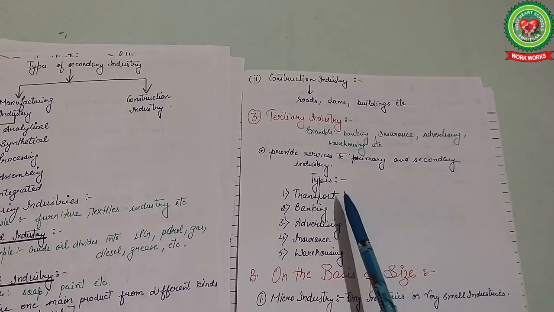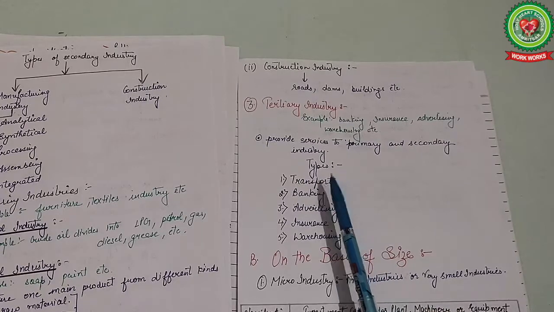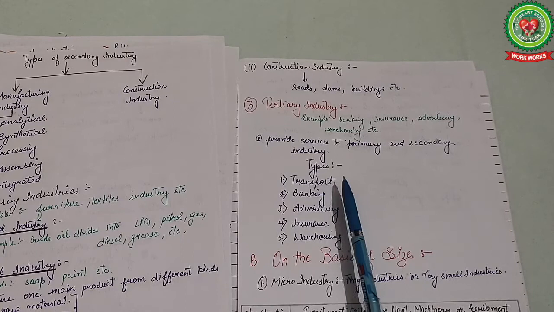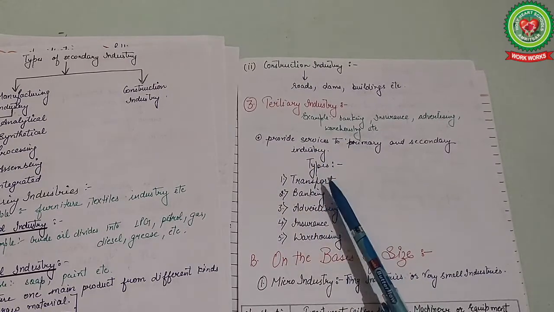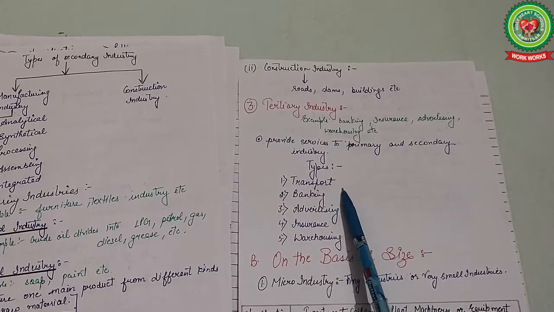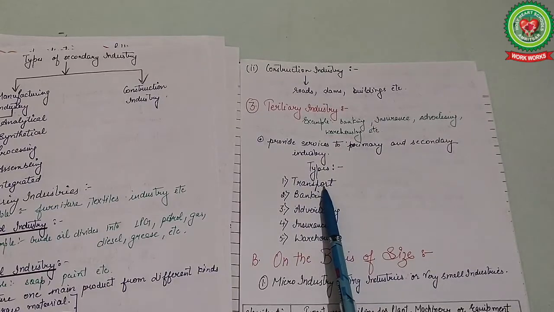For example, the first one is transport. Transport is used to get the goods to one place so that production can be done, and also after production, selling can be done. In the market where the products are needed, transport is the facility that provides it.